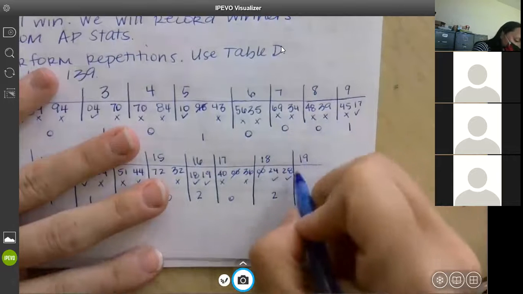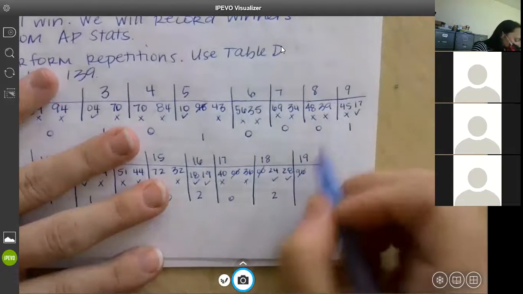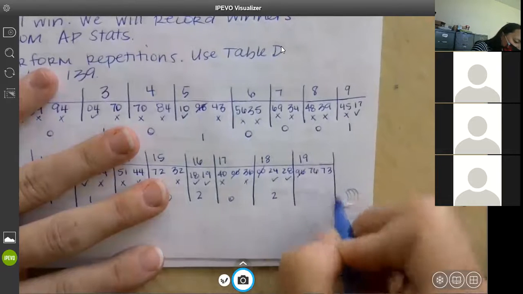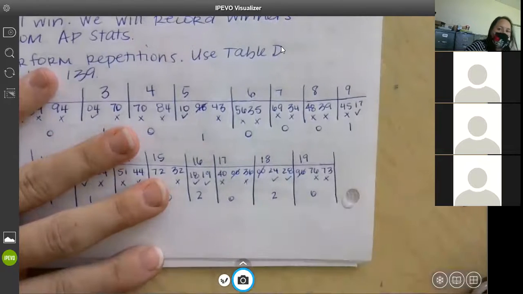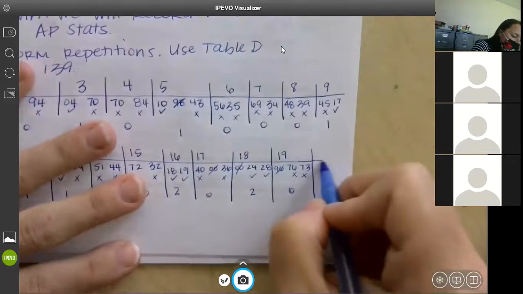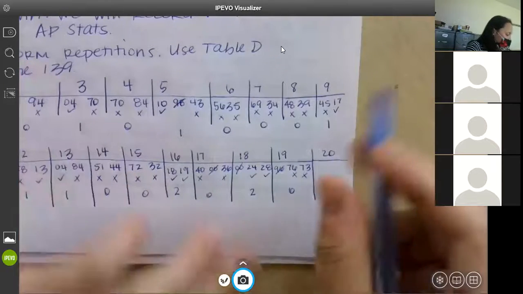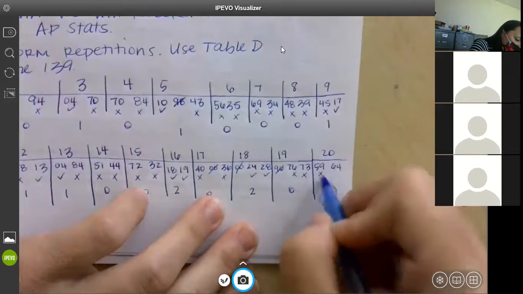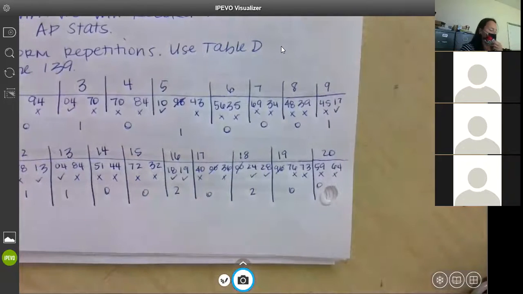19, 96 is not within that range. 76 and 73 are, but neither one are stat students. And then our last simulation of the day, 59 and 64, and neither one of those are stats.